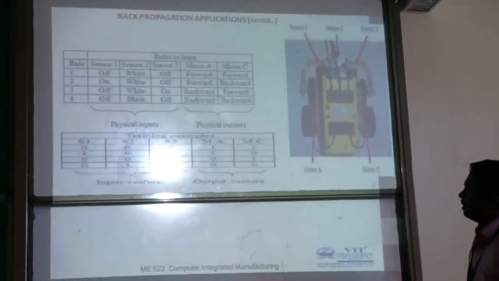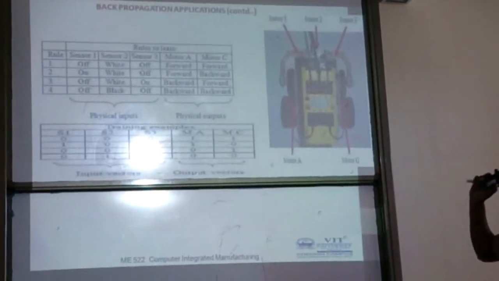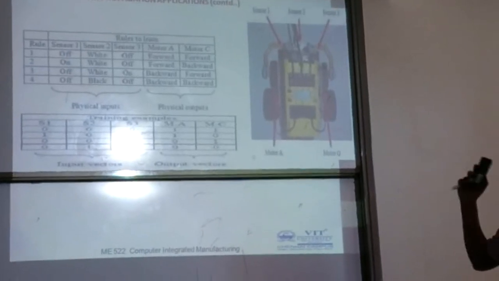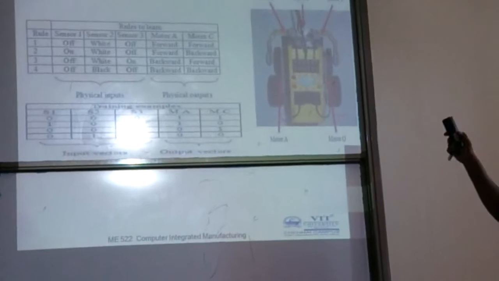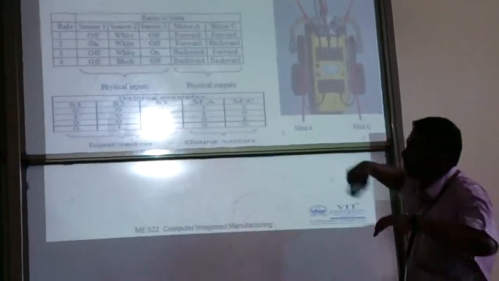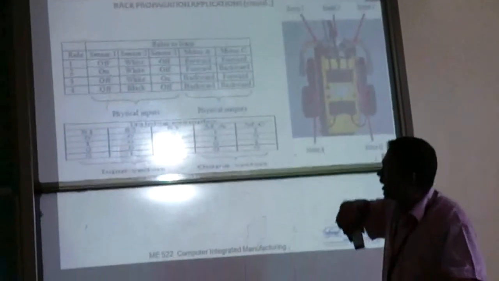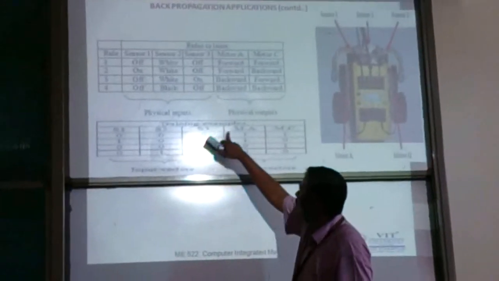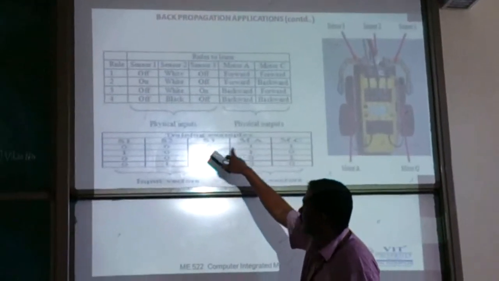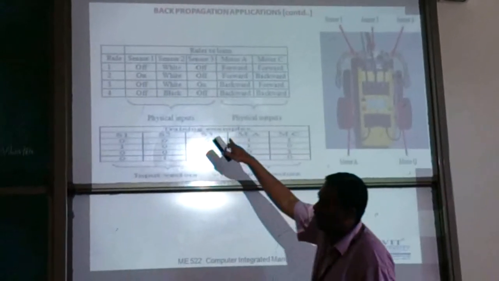Just think of it. So, rules to learn. For sensor 1, we have 4 rules. Sensor 1 should be off. Sensor 2 should be white. That means white means 0 or 1. White means you can consider it on. Black means you consider 0. Off means 0. And think of it, white means 0, and sensor 3 off means 0. 0, 0, 0. Black means 1.